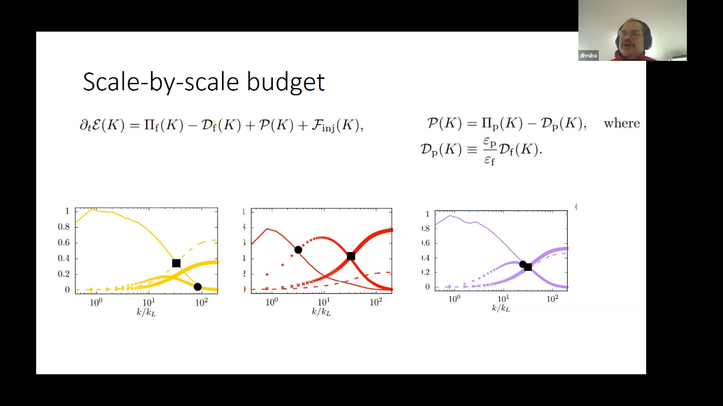This doesn't give you a theory of the scaling. This just tells you that the whole picture is consistent. What you see is meaningful. The theory, of course, is not there yet.